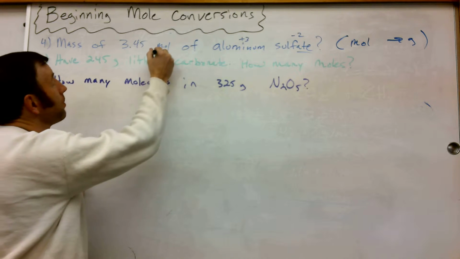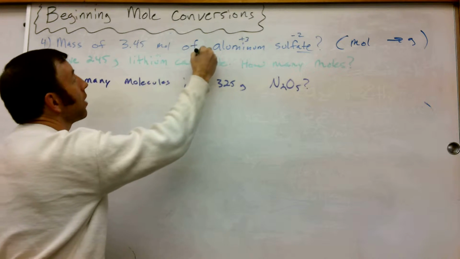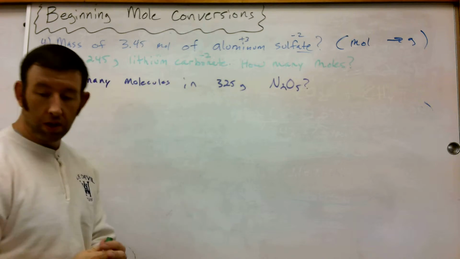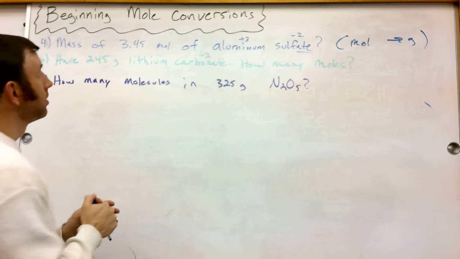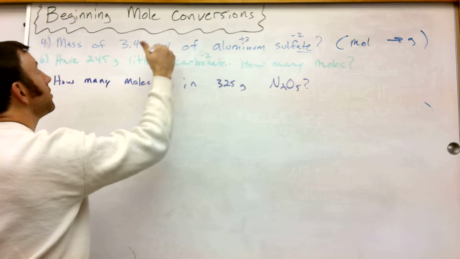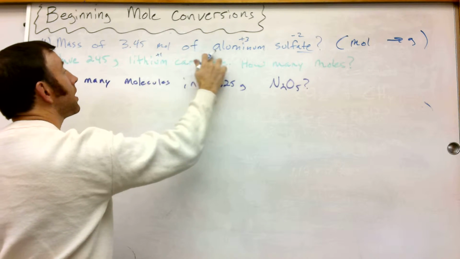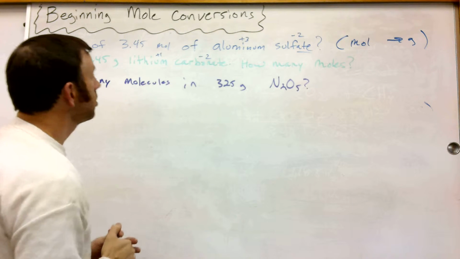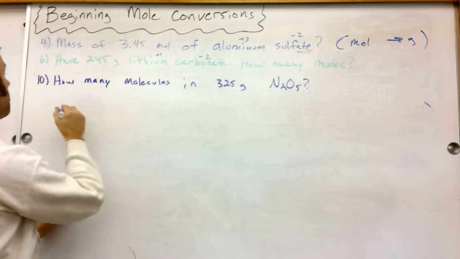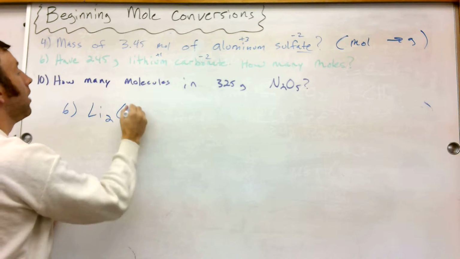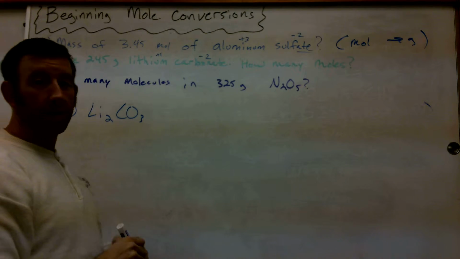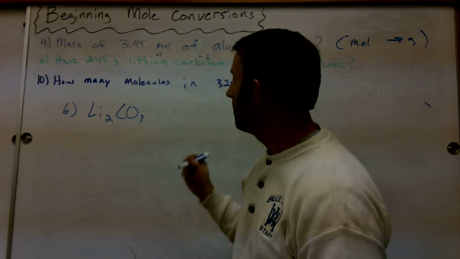Lithium, I happen to know is a +1. Carbonate, I happen to know is a -2. My pen is running low, so I'm going to go back to my blue marker here. Lithium +1, carbonate -2, which means my formula here will be Li2CO3, with 1 carbonate. So there's my formula.